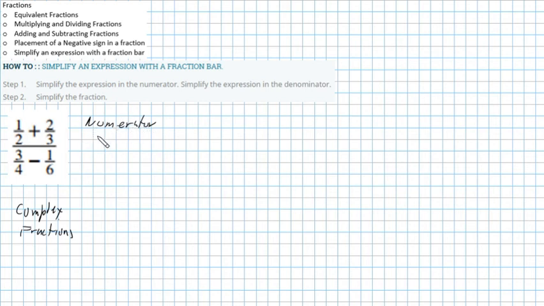So this will be 1/2 plus 2/3. Well, what's the common factor here? The least common multiple, that's going to be 6. And then that's going to be what? 3 plus 4. Right? 3 1s are 3, 3 2s are 6, 2 3s are 6, 2 2s are 4, which then gives me 7/6. And then I tackle the denominator.